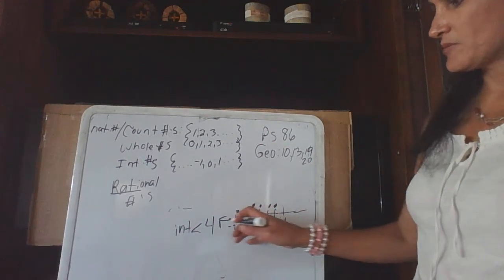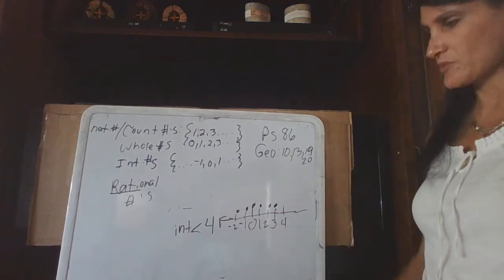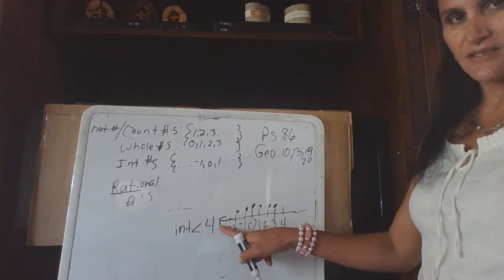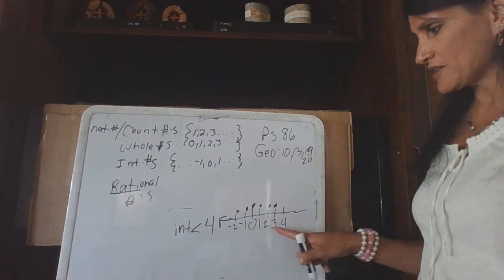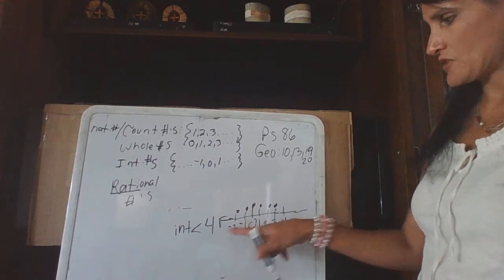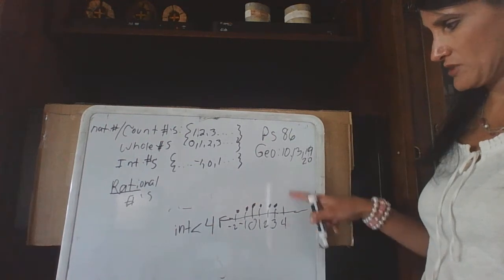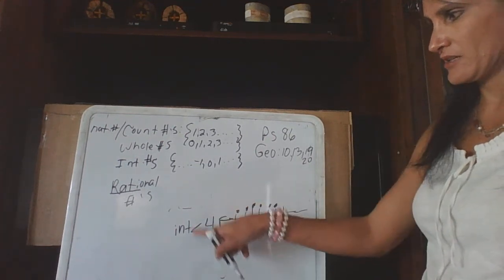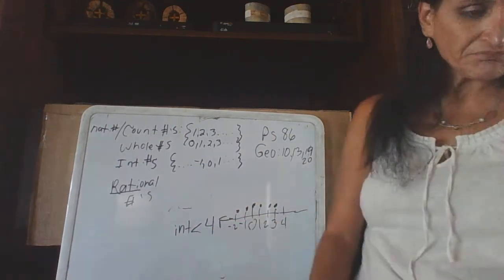I don't want to keep going forever because that would be a lot of numbers. The arrow on the left indicates that I'm continuing on, but I can just list a couple of the negatives and a couple of the positives, and it would be so forth. Now again, I did not put a dot on the 4 because it does not include the 4.